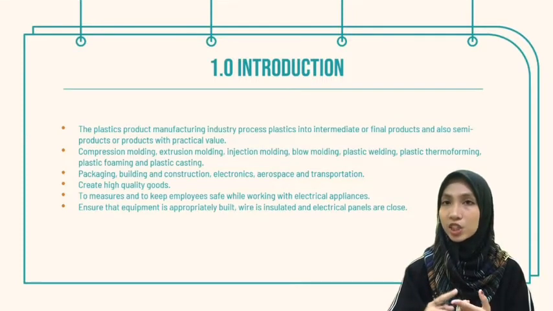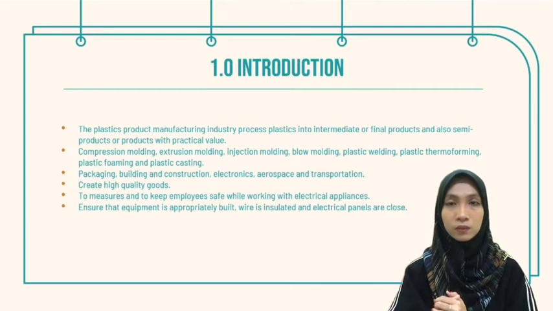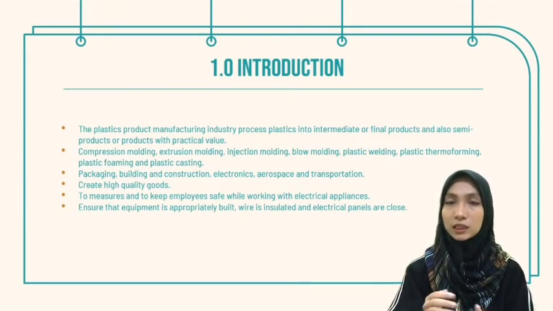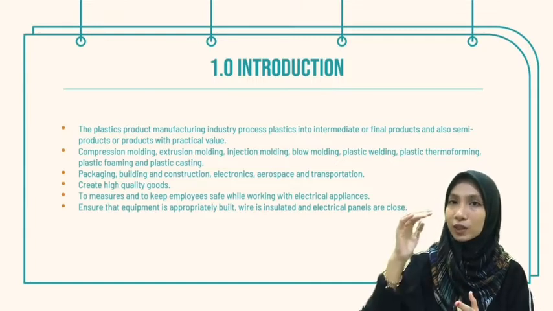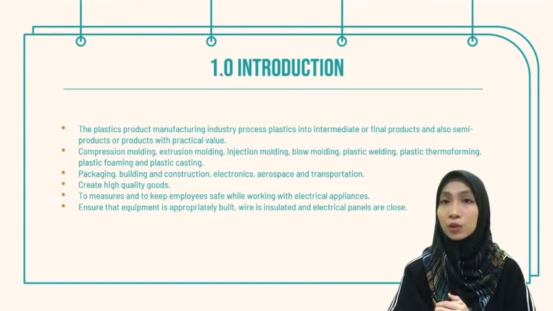The plastic product industry usually manufactures polymer material commonly called plastic and offers services in industries such as packaging, building and construction, electronic, aerospace, and transportation, because it is very important to people. Every plastic products manufacturing factory must have regular risk assessment to create high quality goods. After that, the employees must always follow proper training and procedures to keep employees safe while working with electrical appliances.